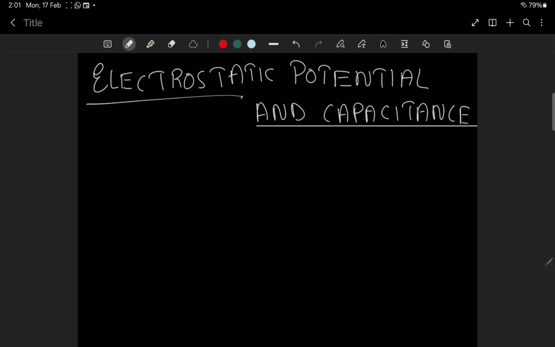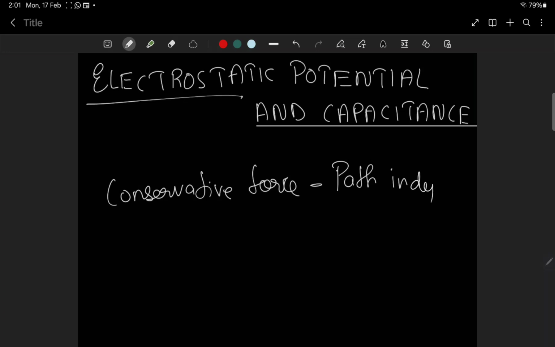Okay, so first of all, they are asking us the concept of conservative force. What is a conservative force? A conservative force is a force which is path independent. That is, look, if I'm taking a ball, you imagine.